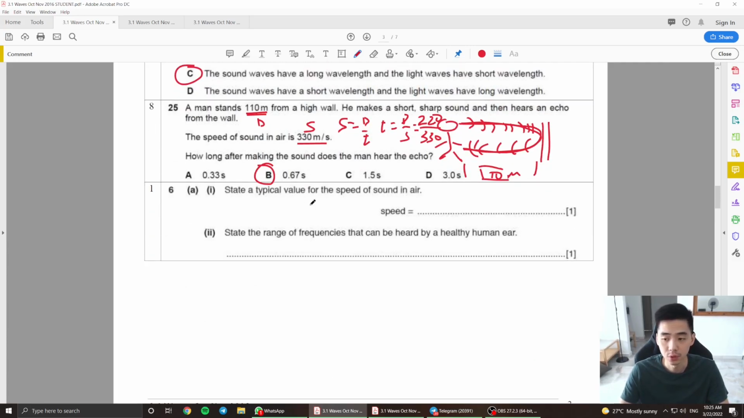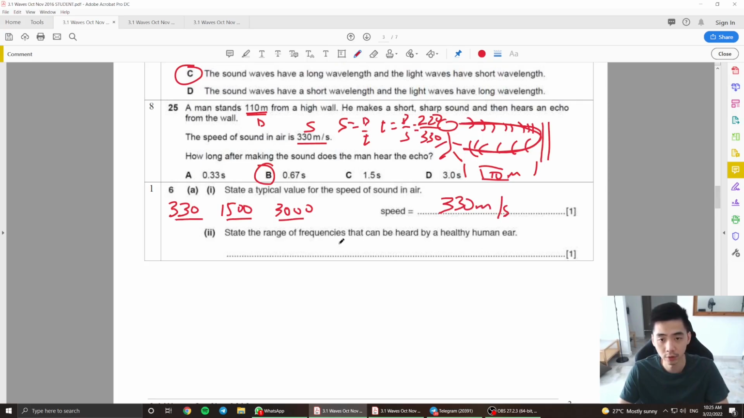Looking at this next question here, state the typical value for the speed of sound in air. You have to remember this: sound in air is 330, in liquid it will be multiplied by 5, somewhere around 1500, and sound in solids will be a multiple of 10 from the original one, somewhere around 3000 meters per second. These are very important numbers that you should remember. So the speed of sound in air is somewhere around 330. Make sure you write your units, meters per second here.